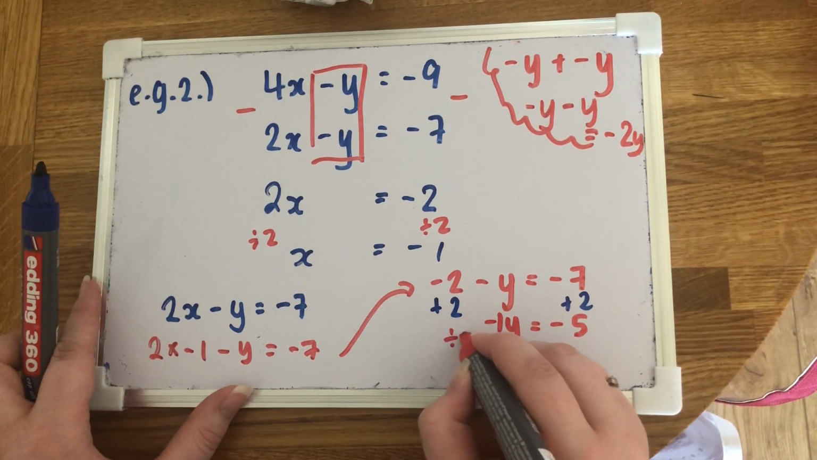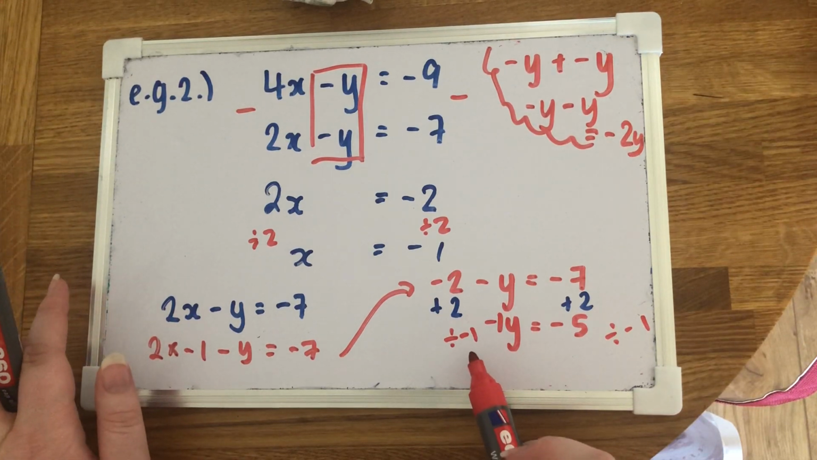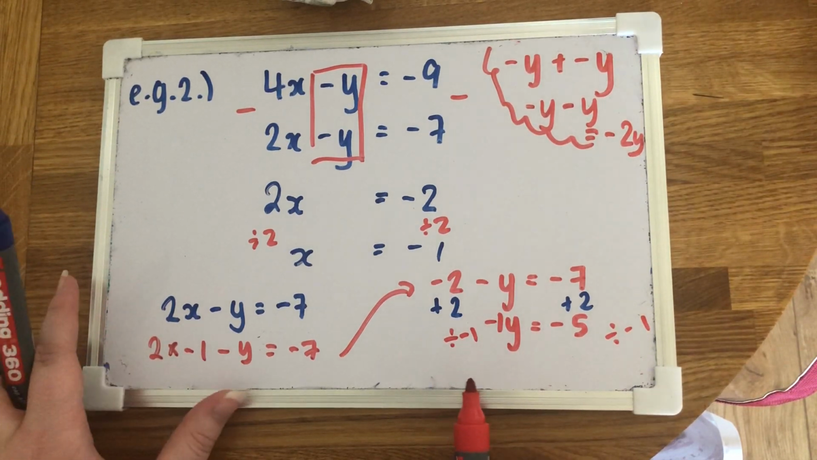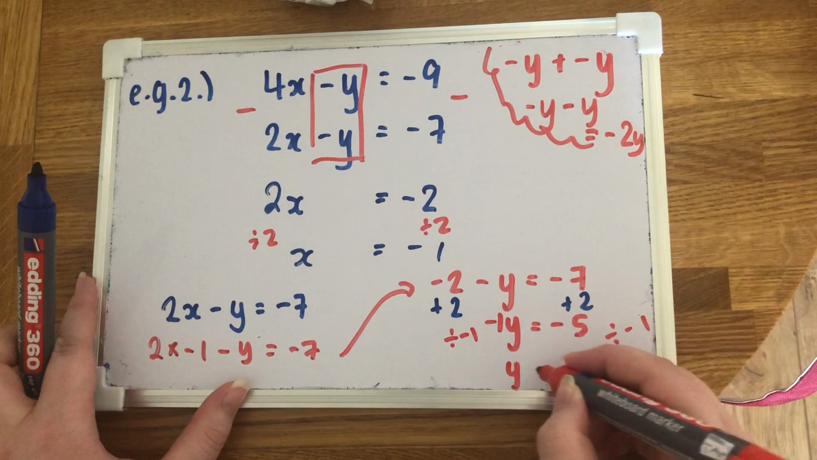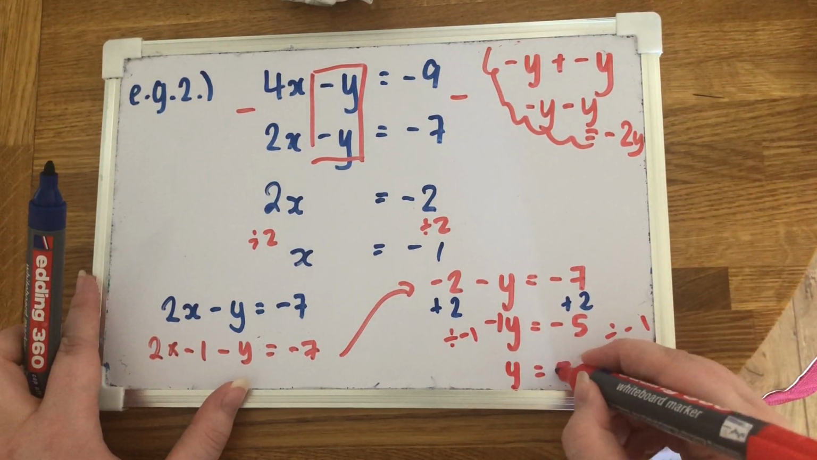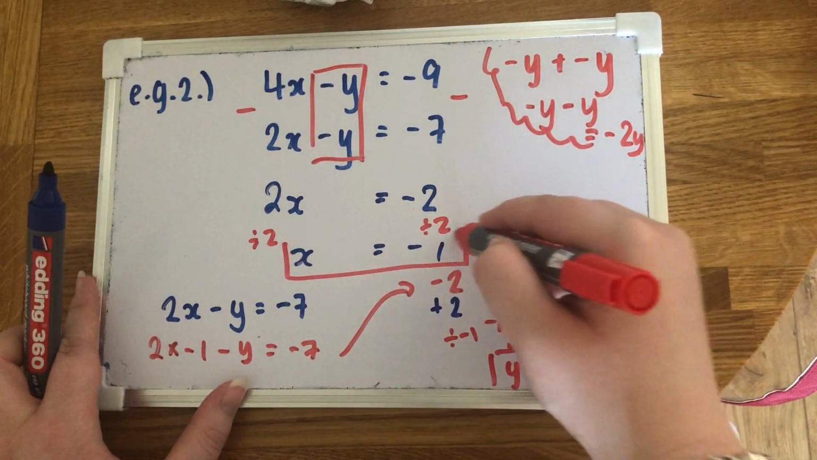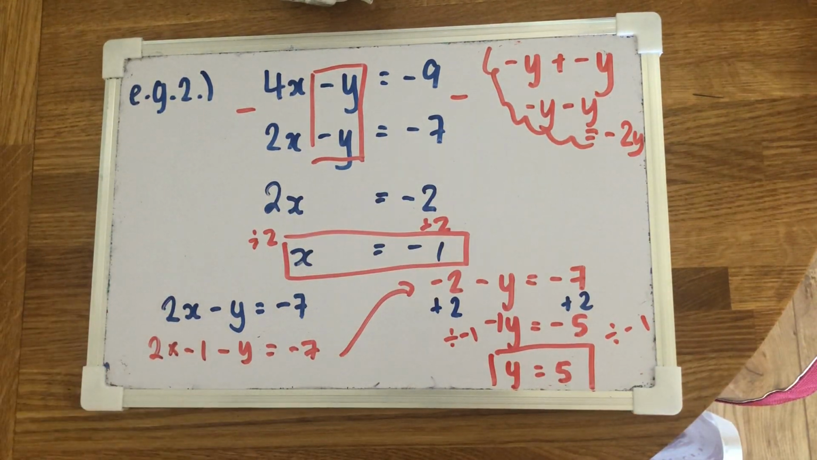If we divide both sides by negative 1, negative 1 divided by negative 1 would give you positive. So that will leave me with y, which is what we wanted. Then negative 5 divided by negative 1 would give me positive 5. Okay, so there are my two answers. X is negative 1 and y is 5.